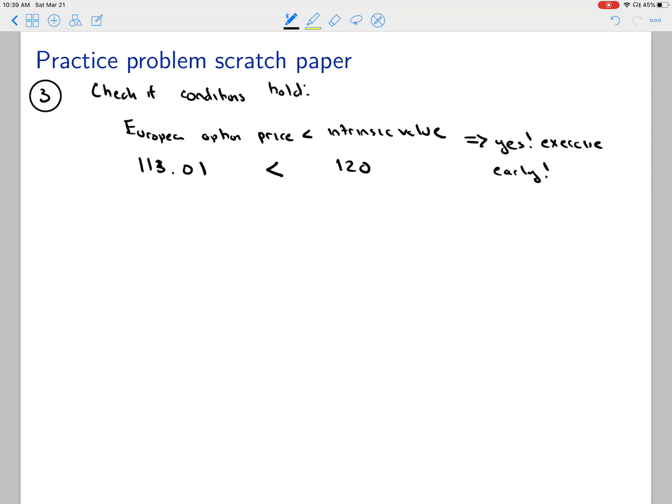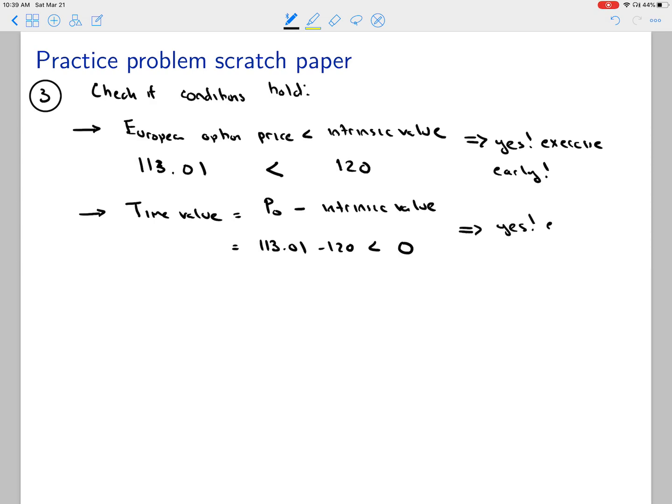You could equivalently do this in terms of time value. So you always remember that the time value is equal to the option price, the European premium P0, minus the intrinsic value. This is equal to 113.01 minus 120. This, of course, is less than 0, which gives us the same exact answer. Yes, exercise the American option early.